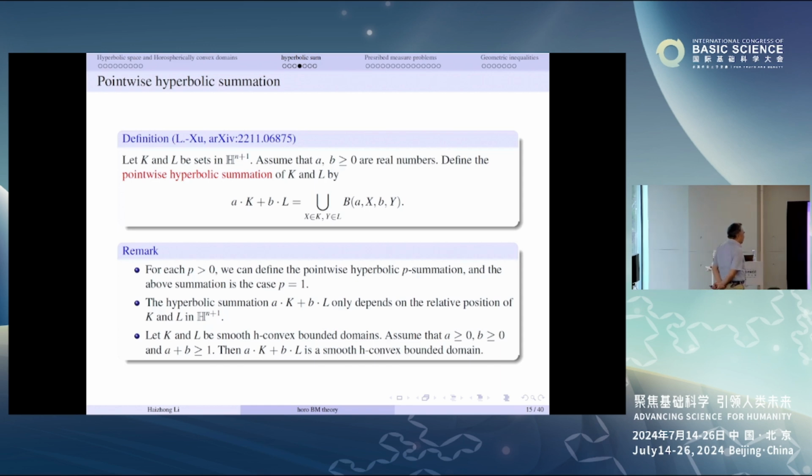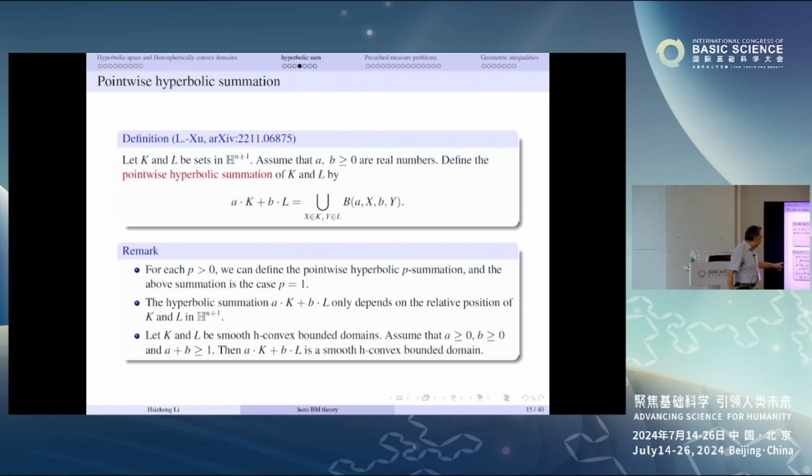The last remark: in fact, we first studied the smooth case. I just told you the pointwise definition, but where did this definition come from? We studied the smooth case, then we went back and found the pointwise definition. This is important. In fact, our definition is taken from this property. Given K and L smooth h-convex bounded domains, if a is non-negative, b is non-negative, and a plus b is not less than 1, then we can check aK plus bL is a smooth h-convex bounded domain.